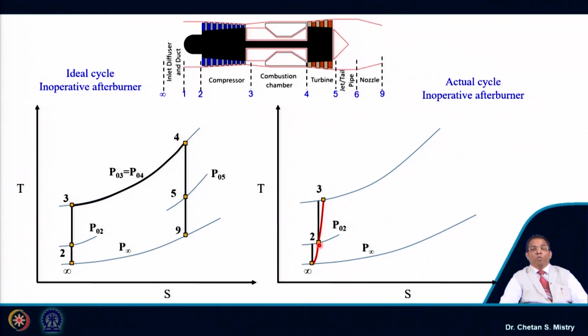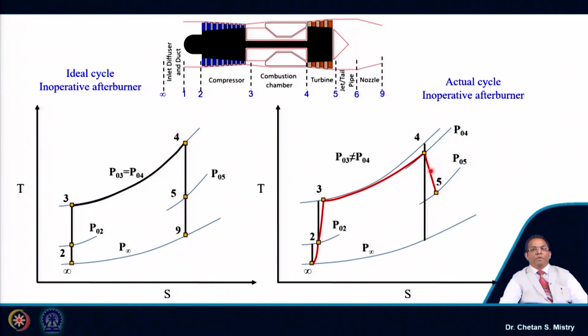Now, what we have assumed for my ideal cycle is that the pressure in the combustion chamber remains constant. But we realized last week that there will be a loss of pressure in the combustion chamber because of friction, and that is what shifts my point 4 to here, and there is a drop of pressure delta P0.